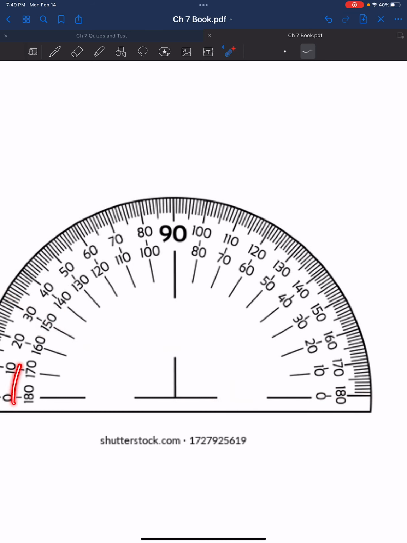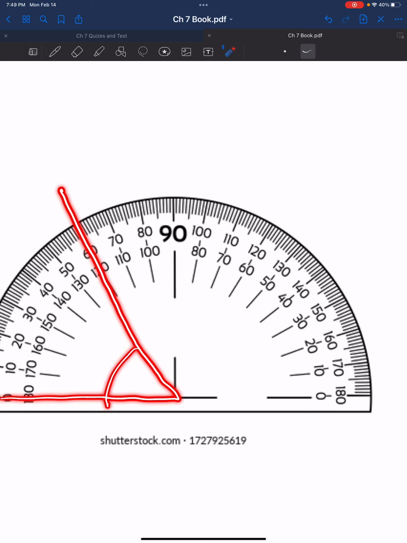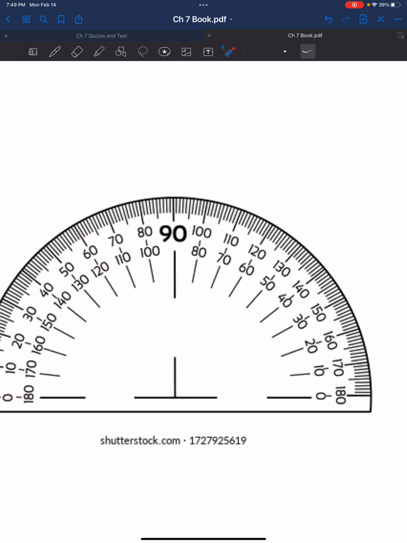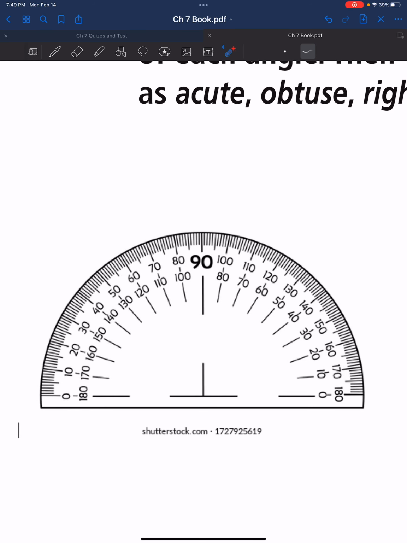The reason why we have numbers on the outside is because what if your angle doesn't open this way? It's not always going to open that way. What if your angle opens this way? Now that's not 120 degrees. I mean, obviously it's acute. It's small. It's less than 90. That should not be 120 degrees. That's when we use our outside numbers. That's 60 degrees. If it opened up like this and went up here, that's obviously not 70 degrees. That's 110 degrees.